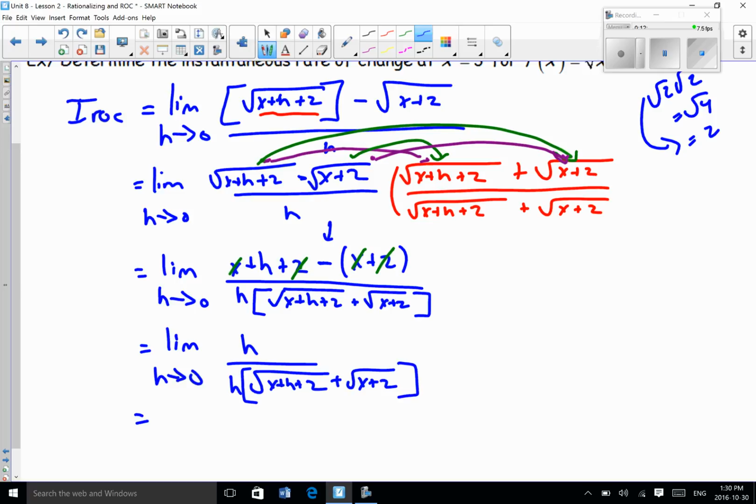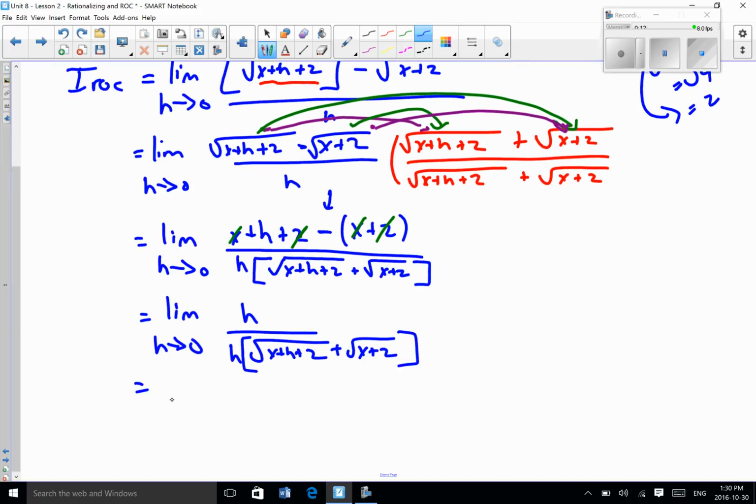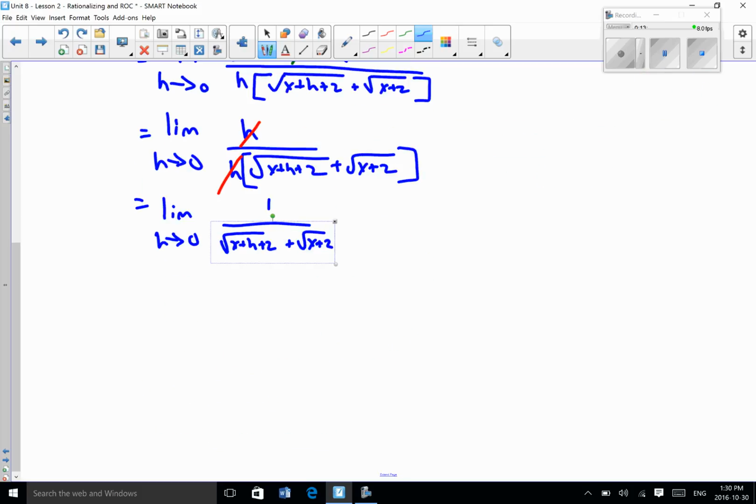Well, what can I do with these h's? I've got one on the top and one on the bottom. I can cancel those out. So I can take this h and say that one's gone, that one's gone. On the top, I'm left with the number 1. On the bottom, I'm left with root x plus h plus 2 plus root x plus 2. And that's about as far as I can go in terms of simplifying.